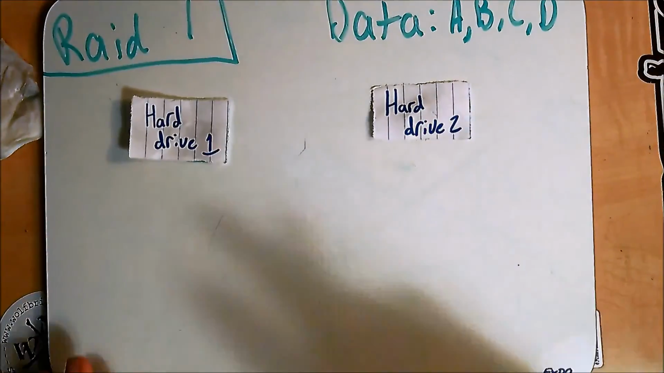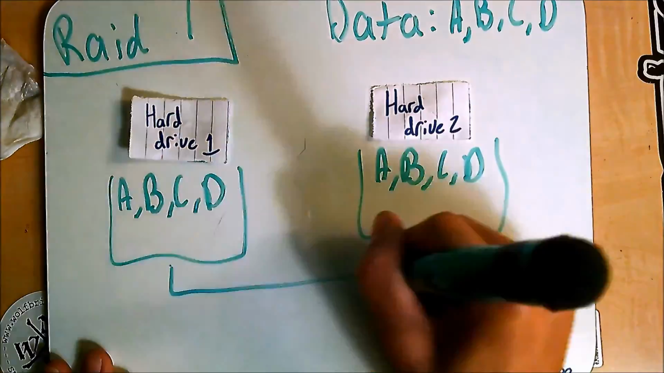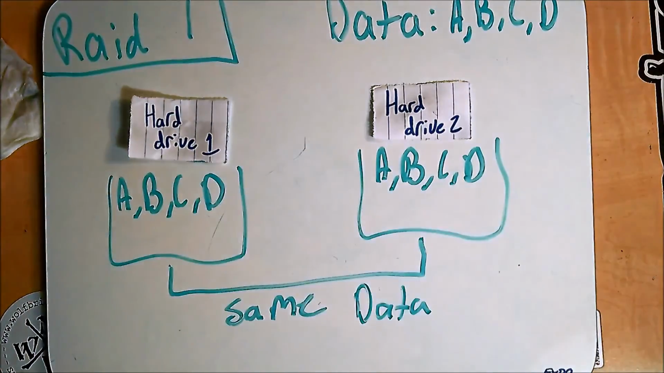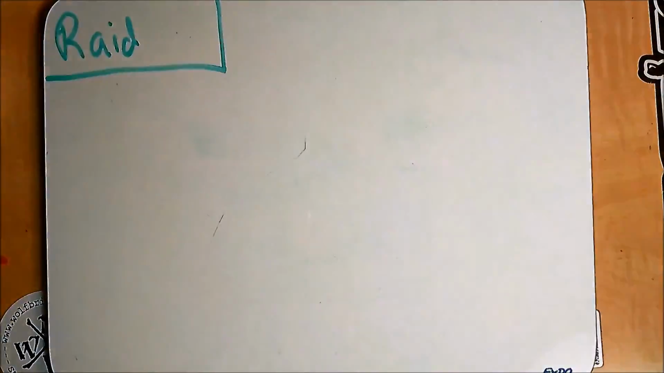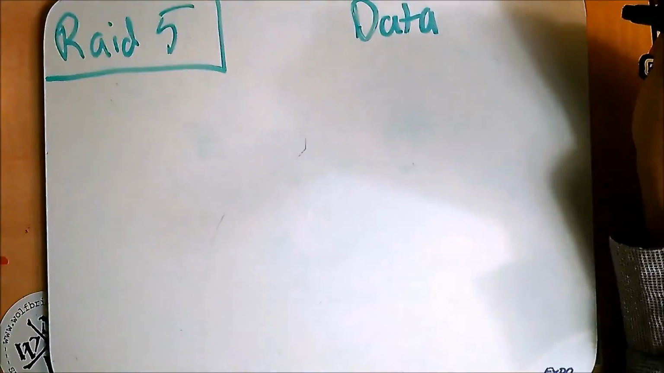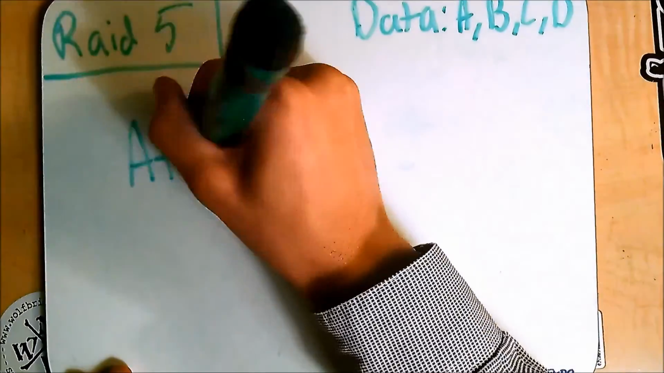Next, we're going to look at RAID 1, where we're just going to keep our A, B, C, D data points. Basically what RAID 1 does is it just mirrors the data onto both hard drives. This also allows for faster read-write speeds, but this time it takes away some storage because you're storing the data on both hard drives, which could be a problem for some people.